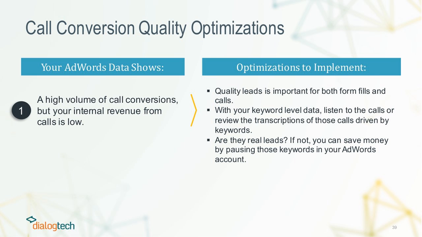Okay, so this is just a quick tip, how to optimize for quality calls. We get this a lot: a high volume of call conversions, you're getting a lot of call conversions, right? It's the same thing as when you get a lot of form downloads or form conversions, but they're not converting into real revenue. So this is really where it's important to get down to the keyword level, find out where a lot of the volume is coming from, and listen to those calls or review the transcription of those calls so that you know if it's a real lead or if it's customer service or if it's something that's not quality. It'll help you save money by pausing those keywords.